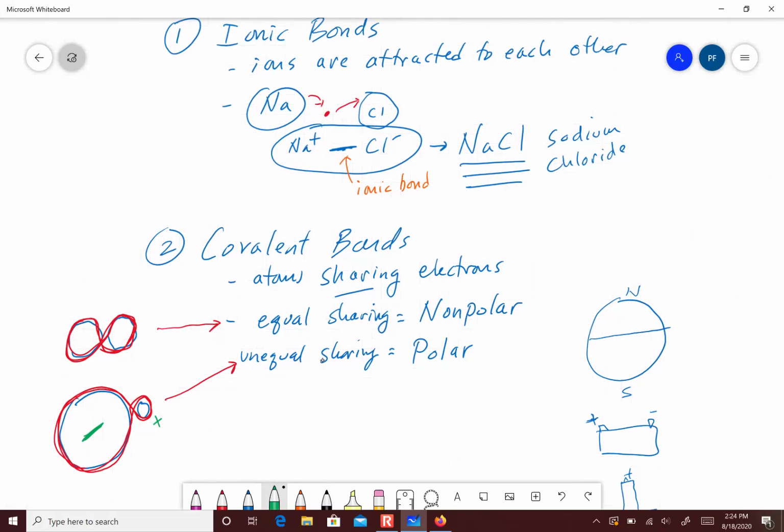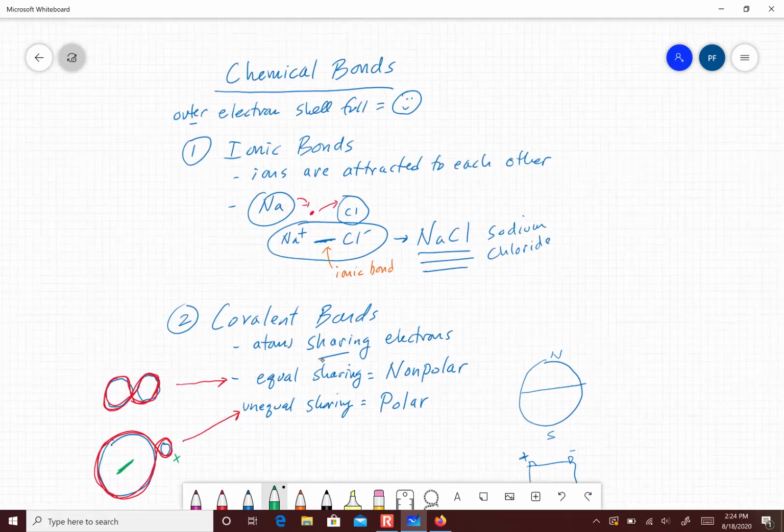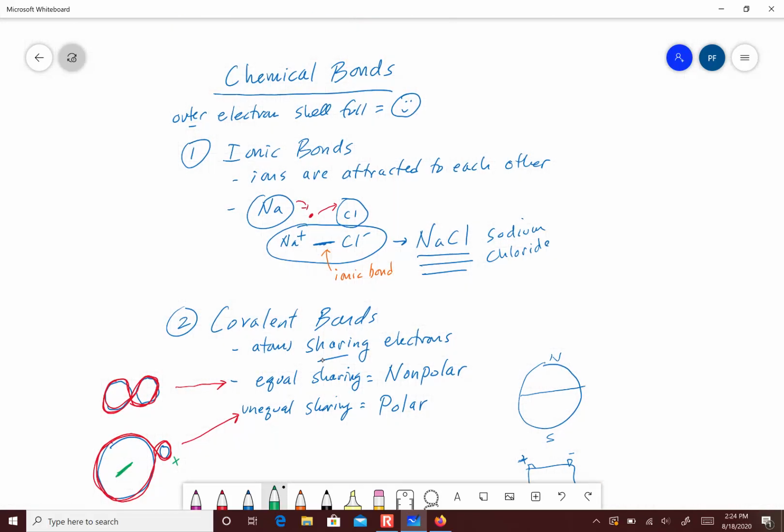So those are major kinds of chemical bonds that we have. There are others. I'm sure we'll see one here and there that's not ionic or covalent, but these are the big two categories.